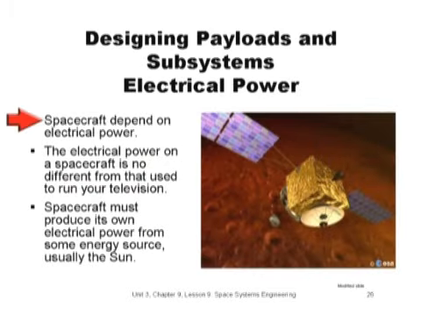Just like the school bus, spacecraft depend on electrical power to keep many of its components running. The electrical power on a spacecraft is no different from that used to operate your television or stereo. Unfortunately, in space, there's no outlet to plug into, and an extension cord to Earth would have to be very long. Therefore, a spacecraft must produce its own electrical power from some energy source, usually the sun. You can see solar panels extending out from the golden box-like structure on this European Space Agency spacecraft.